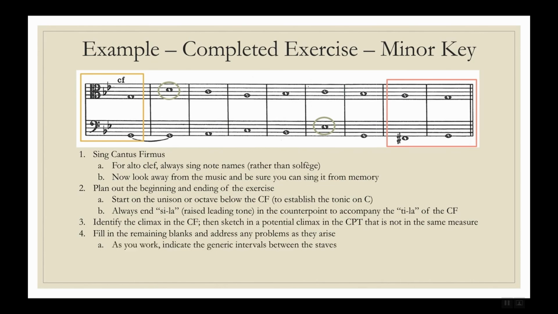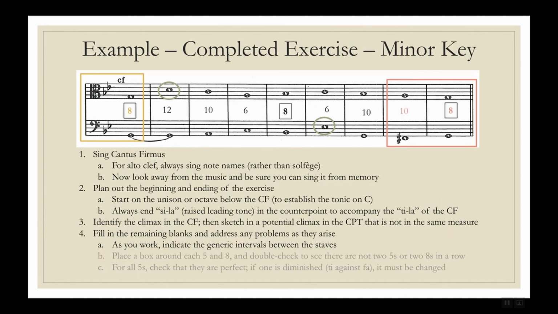So as you work, indicate the generic intervals between the staves. Octave, 12th, 10th, 6th, octave, 6th, 10th, 8th. Oh, I should have put my 12th in a square, but I forgot. A 12th is just like a compound 5th. And remember I said try to keep the distance between the voices to a 10th, but this is the one instance where they do it as a 12th, so it's kind of wide.